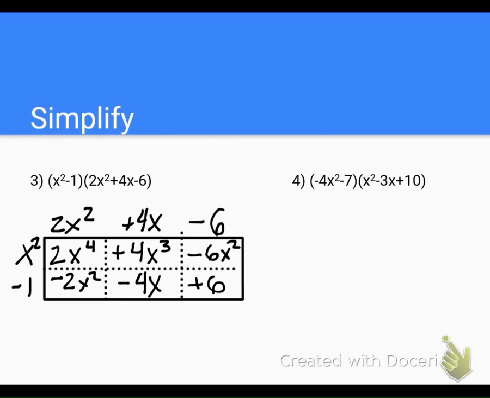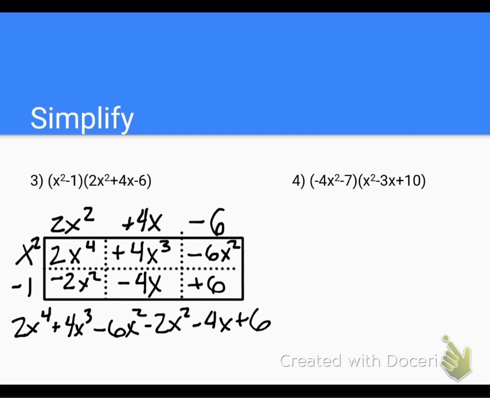Okay, now I add these and combine like terms, so 2x to the 4th plus 4x cubed minus 6x squared minus 2x squared minus 4x plus 6. I see that I have 2 terms that both have an x squared term, so I can combine those. So my final answer would be 2x to the 4th plus 4x to the 3rd minus 8x squared minus 4x plus 6.